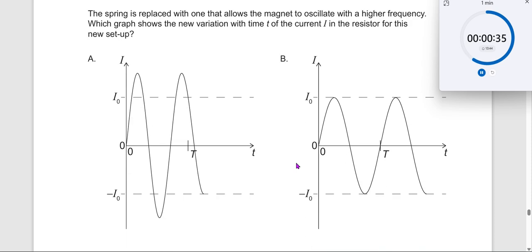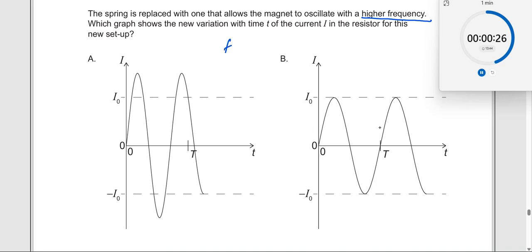The spring is replaced with one that allows the magnet to oscillate with a higher frequency. With a higher frequency, which means what? Earlier, if the frequency was f, now the new frequency is f dash, which is greater than f. But look at the graphs over here. All of them will have amplitude, that is your current, and time. So when you look at this, f dash greater than f, which means T dash should be less than T. First clue we have got.